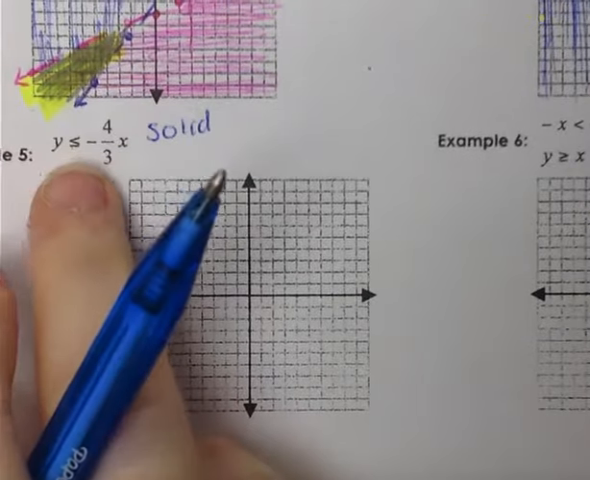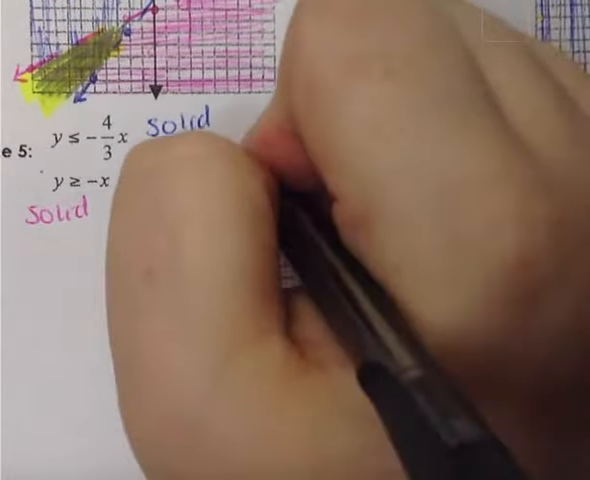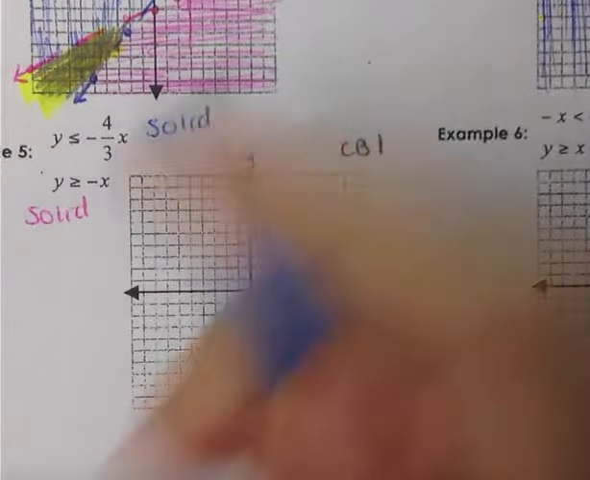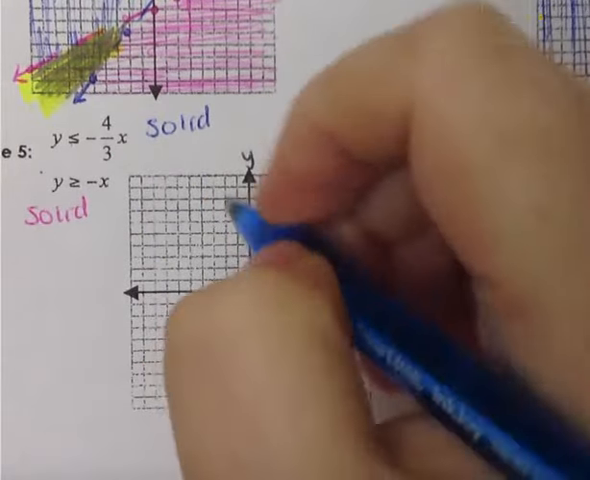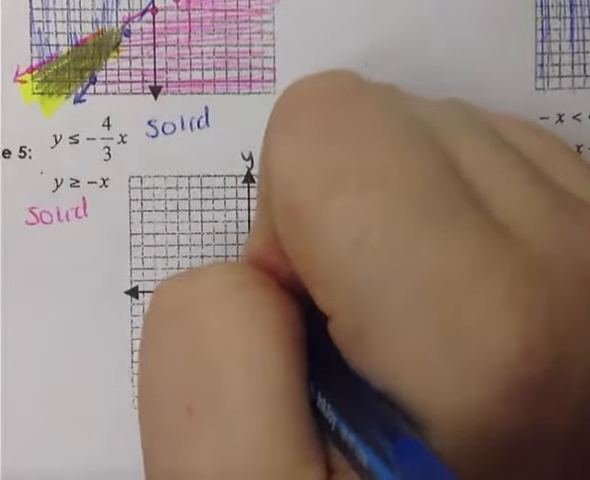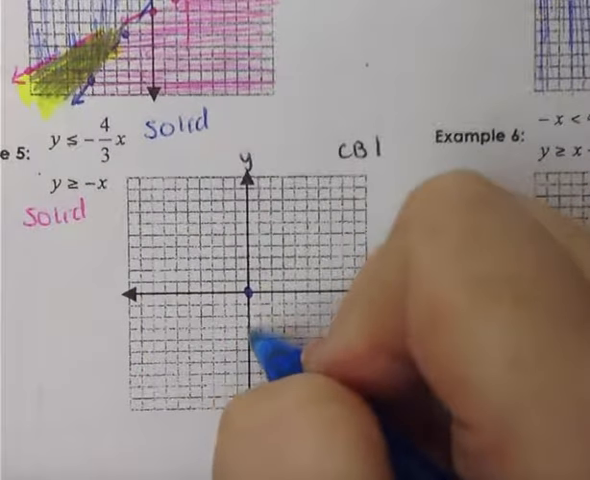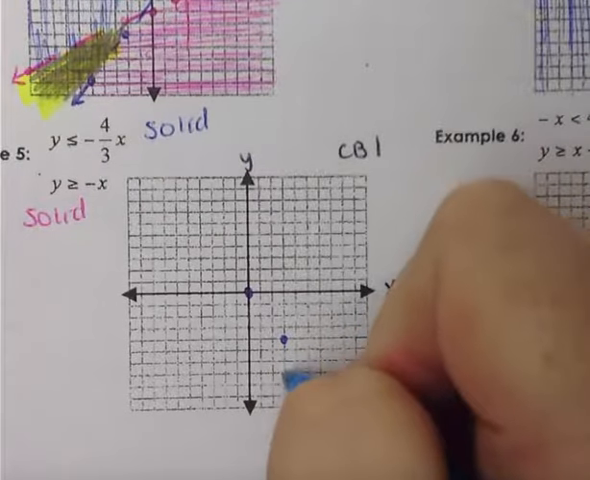So for the first one, we want to go ahead and put our x and y axis on here and our count by. We can count by ones. Our blue line, our first one, will have a y-intercept of 0, so 0, 0, and then our slope is -4/3, so down 4, right 3.